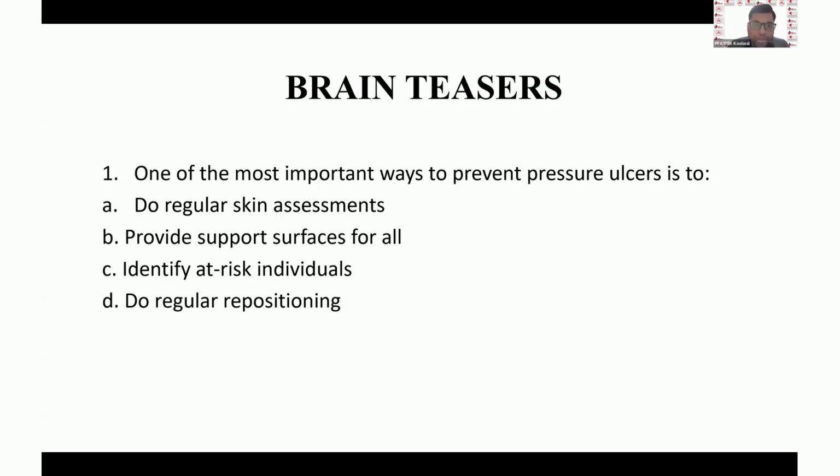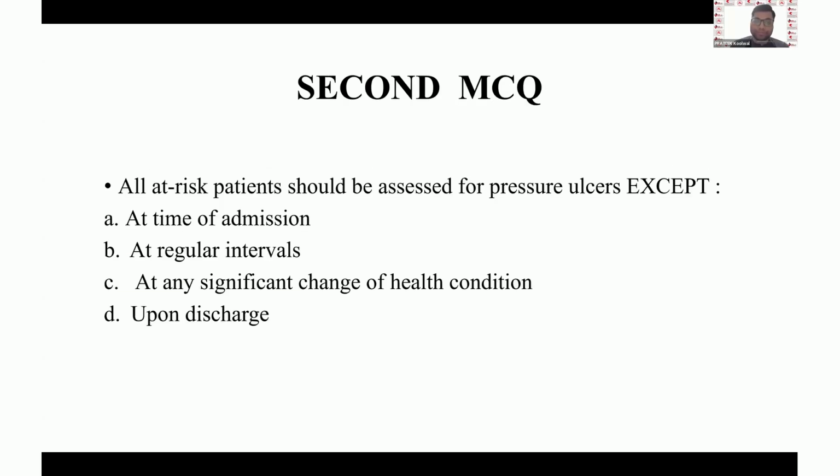As I've already discussed, one of the most important pathways to prevent pressure ulcer is... repositioning is part of prevention. First of all, the starting point is finding at-risk individuals. So these are the most important pathways for preventing pressure ulcers.